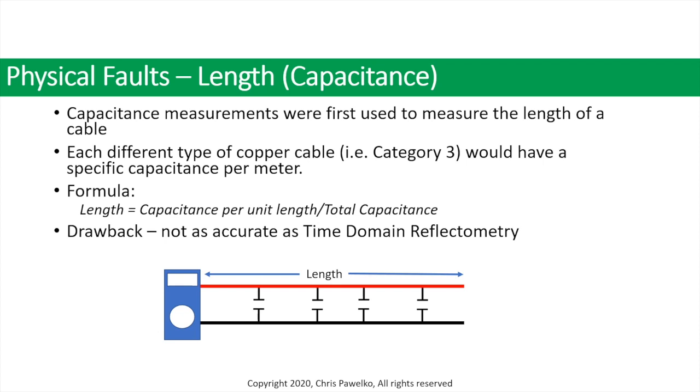Now, if we take a look at the capacitance type of length measurement, capacitance measurements were first used to measure the length of a cable. Each different type of copper cable, for example category 3, would have a specific capacitance per meter. And the formula for this is that the length is equal to the total capacitance divided by the capacitance per unit length. Now, the drawback to using capacitance is that it's not as accurate as time domain reflectometry.